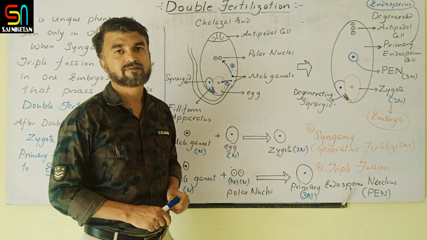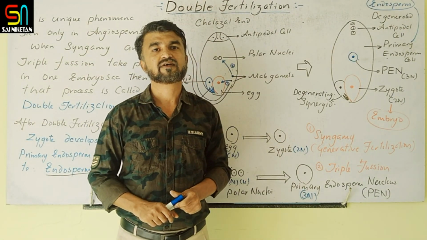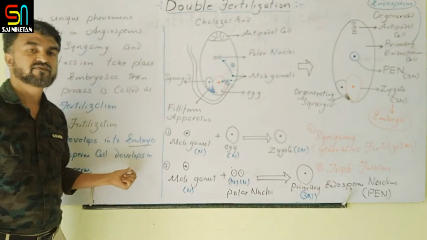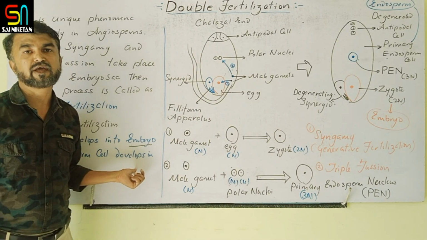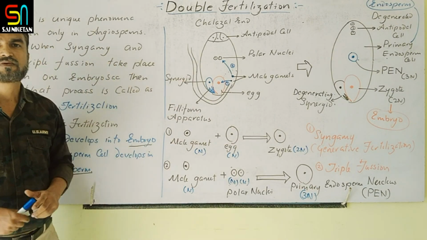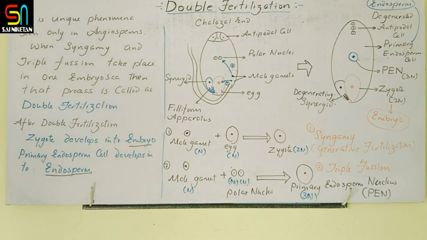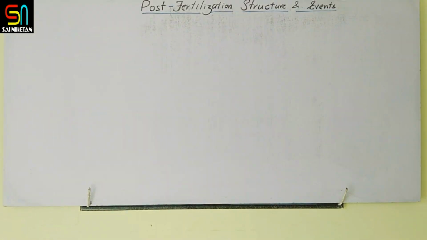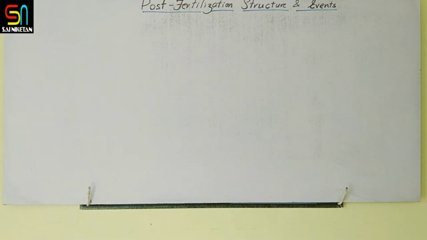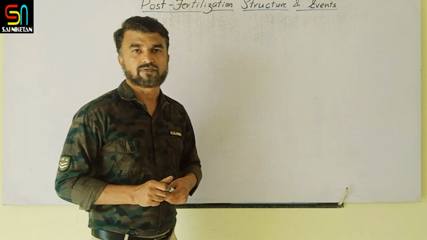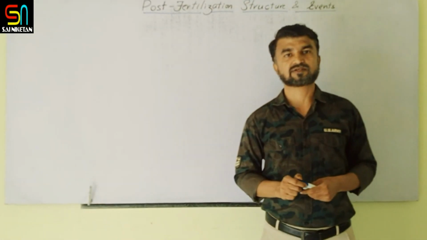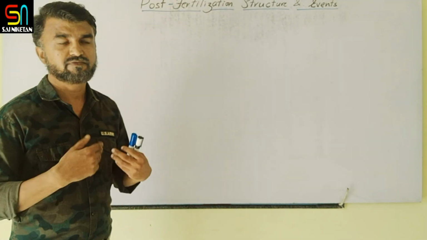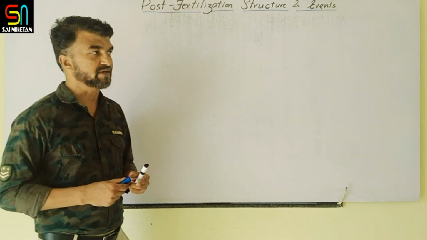So the next heading is post-fertilization structures and events. Clear? Today we are going to cover only the endosperm formation. After that, embryo formation is there. Clear? So just wait for 2 seconds. So after fertilization, what happens in this flower or the ovary? That is the main topic.